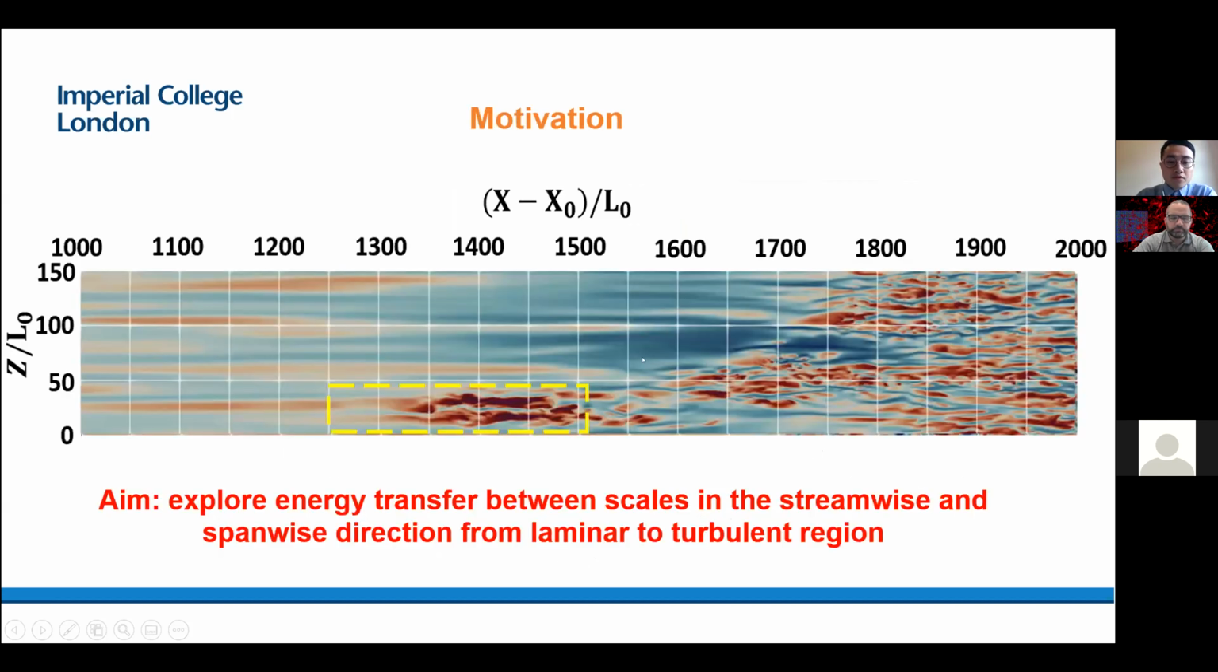So what's the motivation of this work? As we can see from the flow field, during the transition, the flows have a wide range of scales, such as this streak structure in the laminar region and turbulent spots and the structures inside the fully turbulent region. So we're interested in how the energy transfers between these scales and trying to figure out if there's any forward or inverse cascade process.